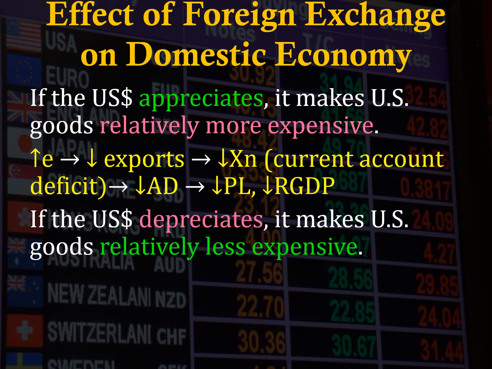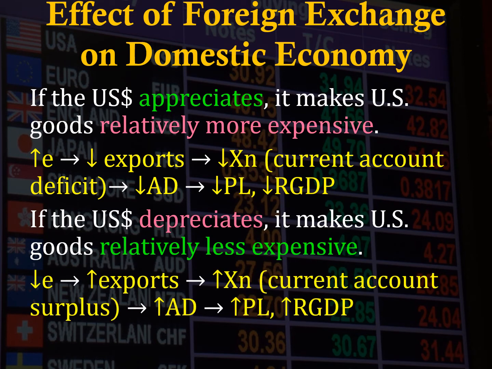Now, for example, if the dollar depreciates, it makes American goods relatively less expensive, making it more desirable for foreigners to buy American goods. So the exchange rate of the dollar goes down. That actually increases American exports because American goods are relatively cheaper. That's going to increase net exports, which results in a current account surplus. That leads to an increase in aggregate demand, which leads to an increase in price level and real GDP. So you can see how all these things are interrelated.